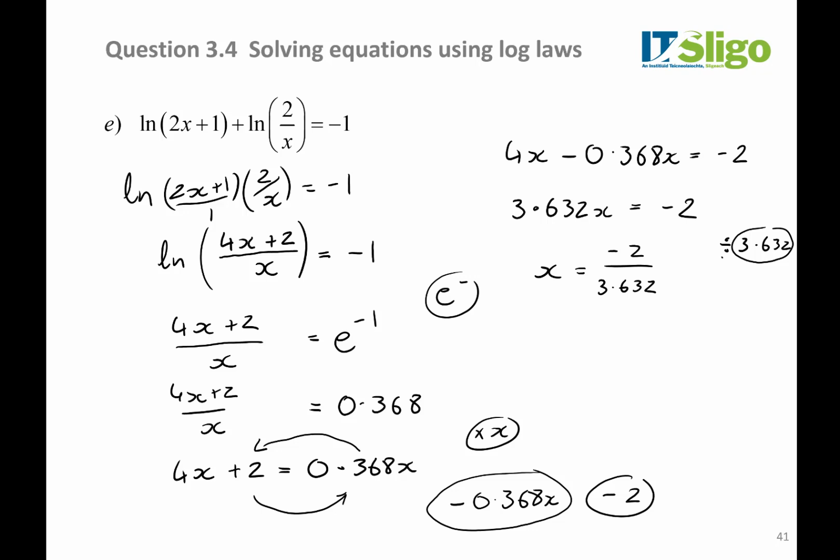So, like I said, my answer is going to be negative. And that gives us minus 0.55. And we just leave it at that. There's a few more decimal places there, but nothing significant. And that's our answer there.